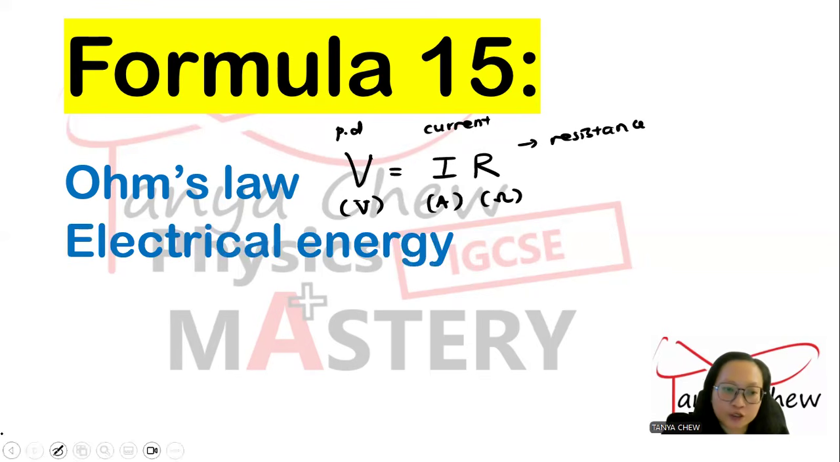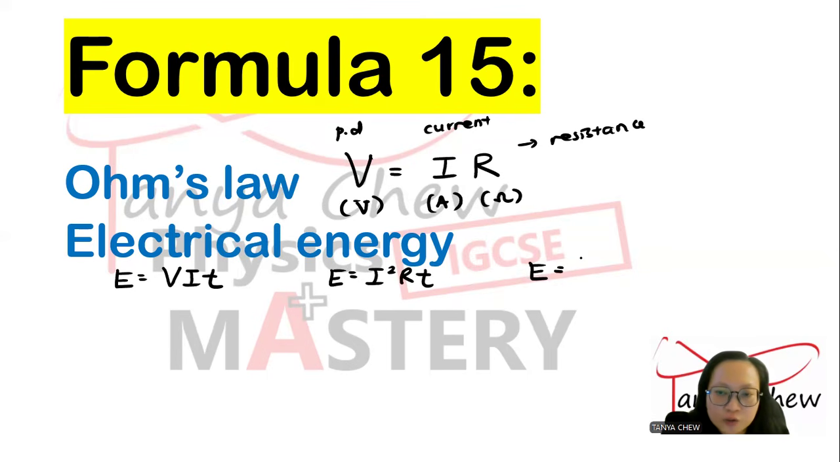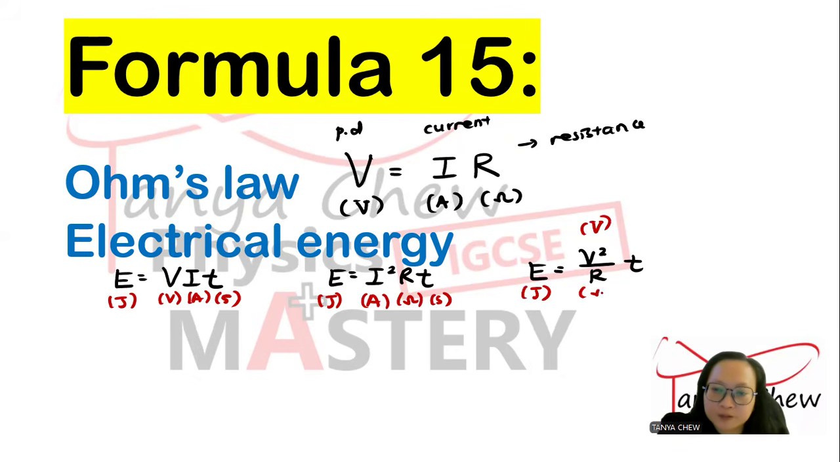And then electrical energy, there are 3 equations which you have to memorize. E is equal to VIT. E is equal to I square RT. E is equal to V square over R times T. So energy, electrical energy must be measured in joules. So potential difference must be in volt, current must be in ampere, and T, time must be in second. Energy must be in joules, current must be in ampere, resistance must be in ohm, and time must be in second. Energy must be in joules, potential difference must be in volt, resistance must be in ohm, and time must be in second. Remember that.